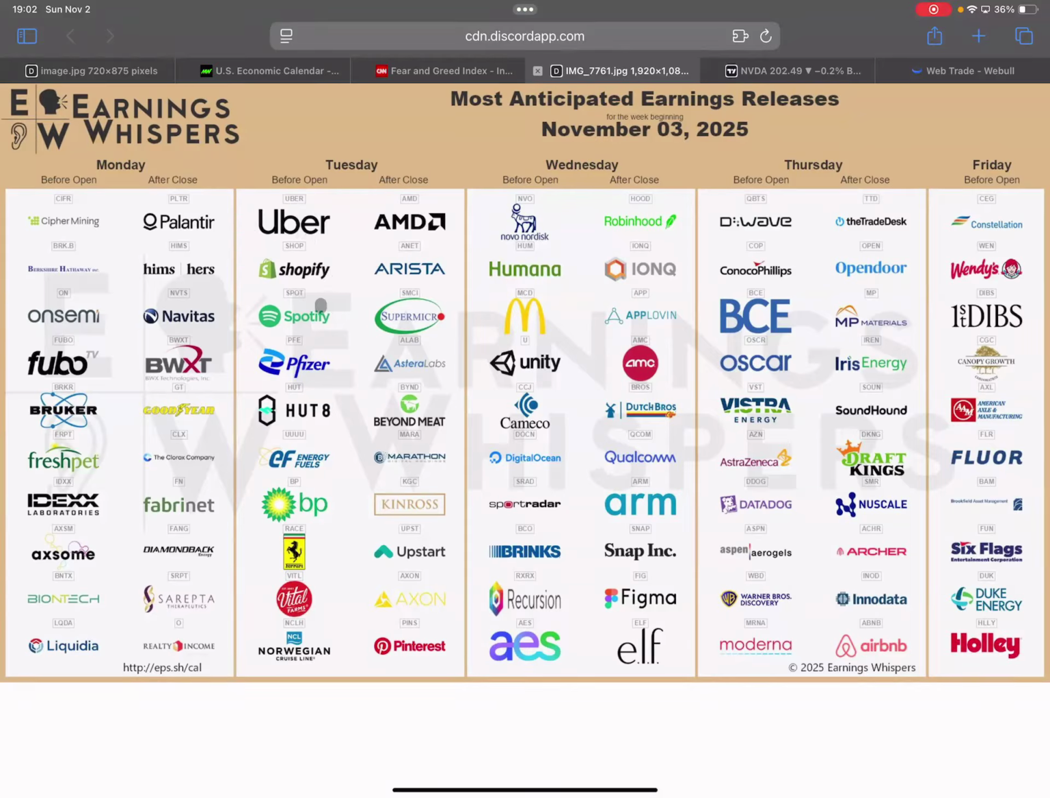Shopify is one to watch. They normally make humongous moves for earnings. Spotify as well. AMD is going to be one to watch, right? That's one we're all watching, one we've all traded, one that some of us are all in.